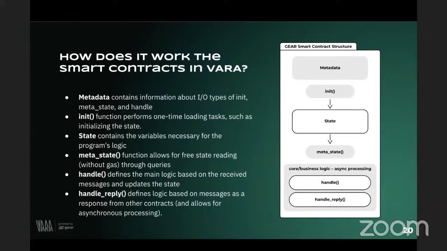Then a key feature about returning information is the metastate, because this is a function that provides the functionality to query the state for free. If you implement it, you can return the full state of your smart contract, or you can implement some function just to return specific parts, to avoid returning all the information through the network. Then we are ready.